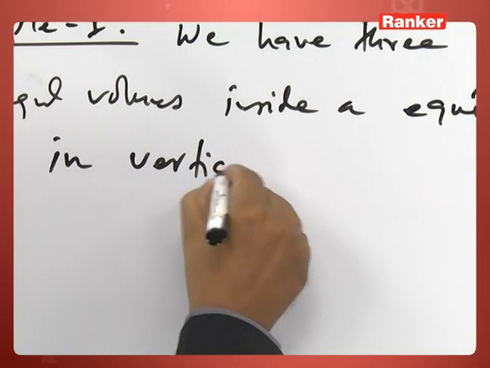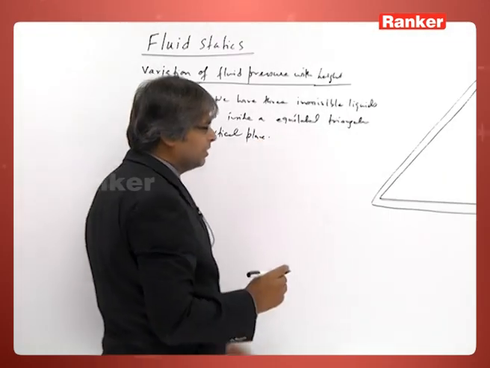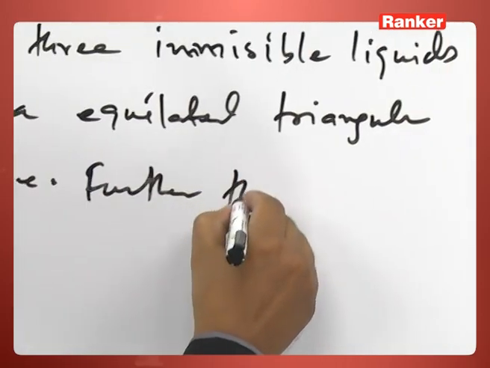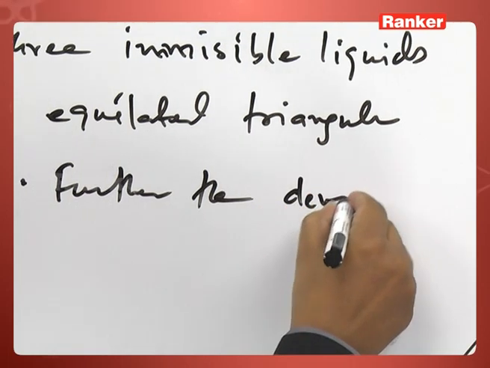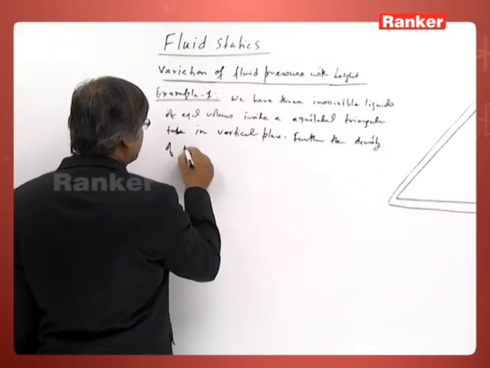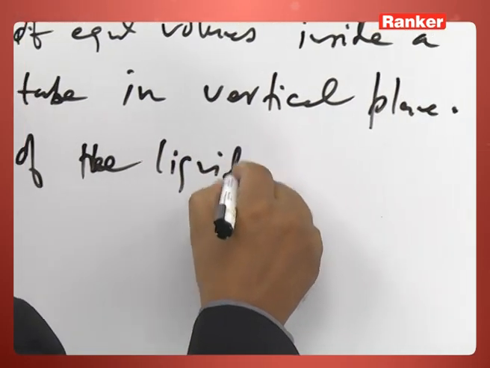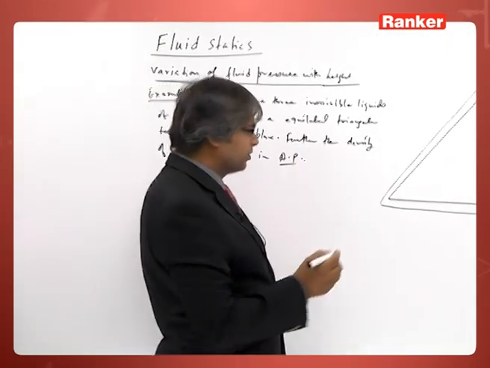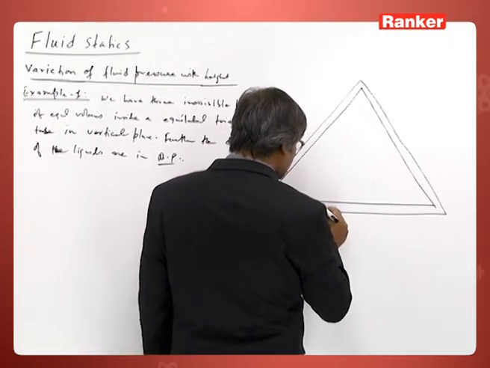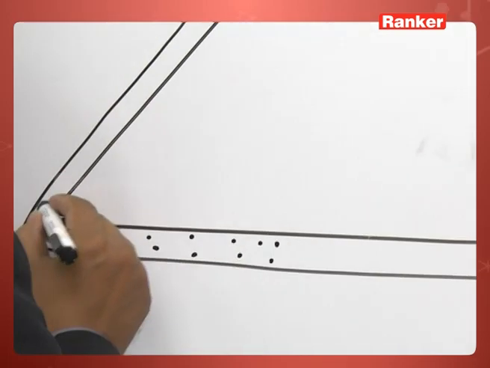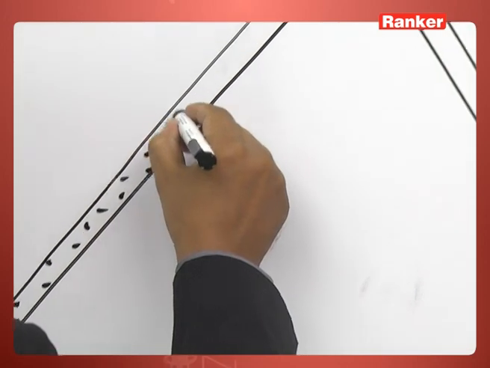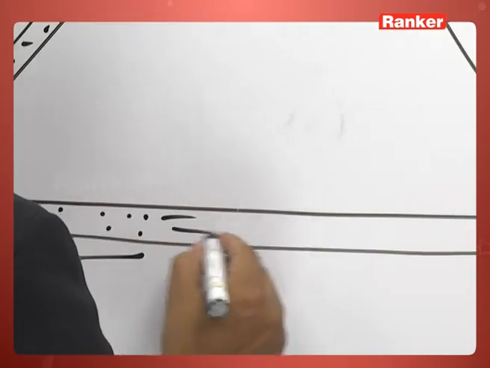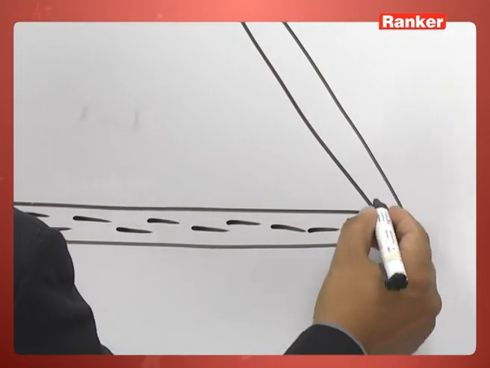So, we have 3 liquids. Further, the densities of the liquids are in arithmetic progression. So, you see how we have 3 liquids. This is one liquid that is shown dotted, and I say this length is x. There is another liquid.